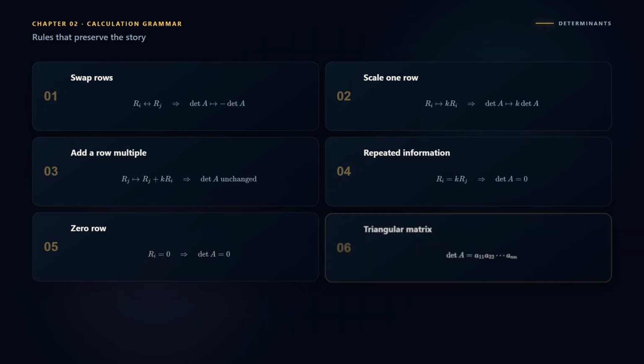And for a triangular matrix, every entry below or above the main diagonal is 0. So the determinant is simply the product of the diagonal entries. These are not decorative facts. They let us simplify a determinant while tracking exactly what happens to its value.